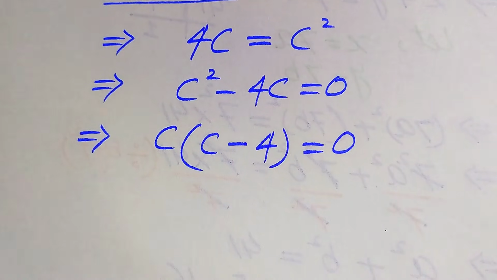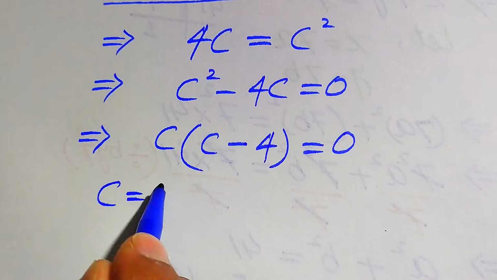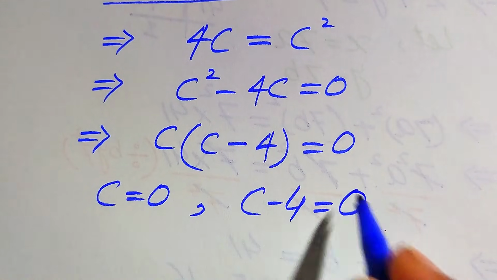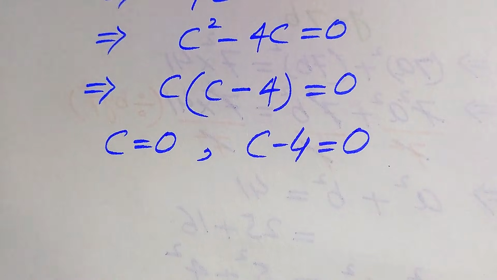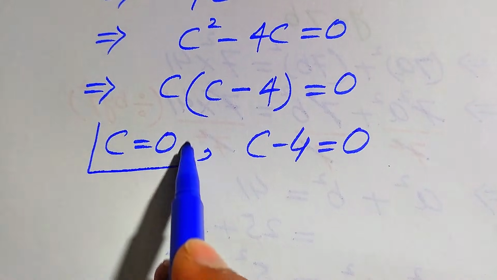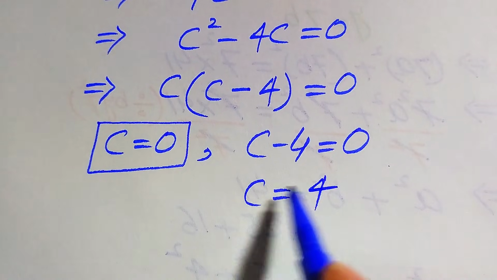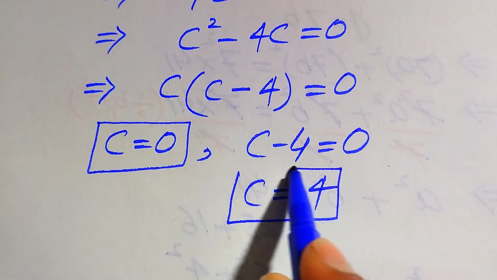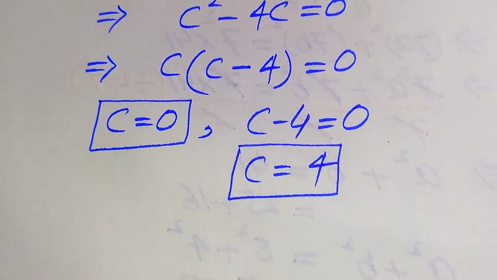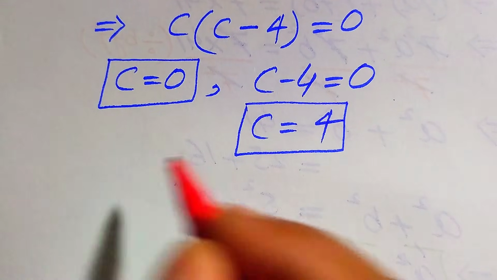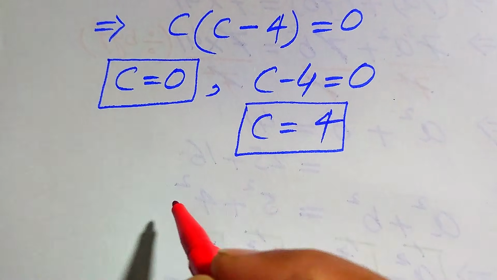Now in the next step we divide this equation into two cases. The first case is c equals to 0, and the second case is c minus 4 equals to 0. So this is the first root of the given equation, and from here we get the value of c is equal to plus 4. This is the second root of the given equation. Now you see we get two roots of the given equation.